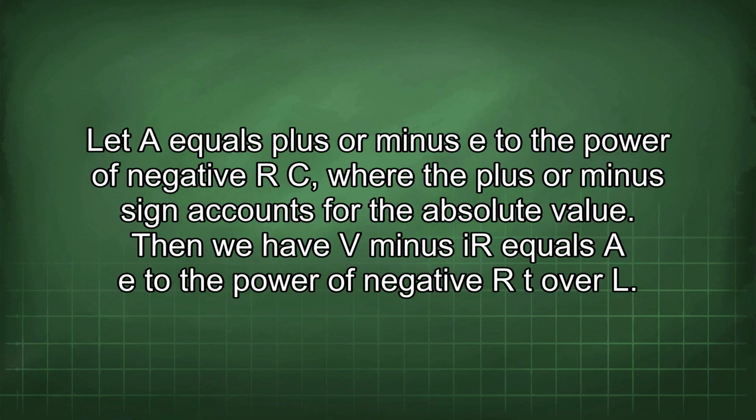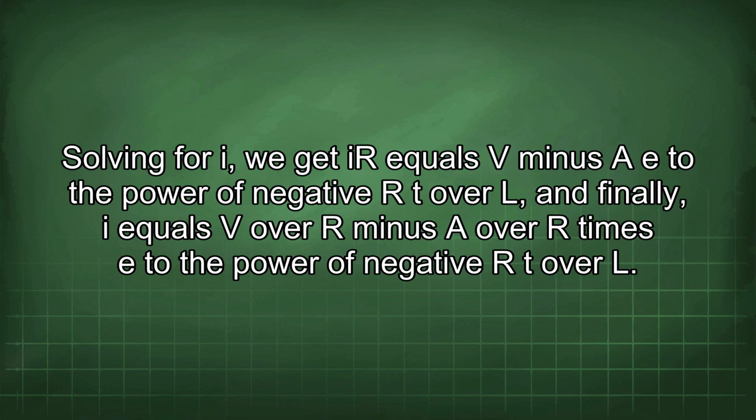Let A equal plus or minus e to the power of negative RC, where the plus or minus sign accounts for the absolute value. Then we have V minus IR equals A times e to the power of negative Rt over L. Solving for I, we get IR equals V minus A times e to the power of negative Rt over L, and finally, I equals V over R minus A over R times e to the power of negative Rt over L.